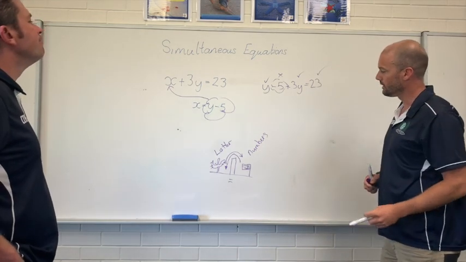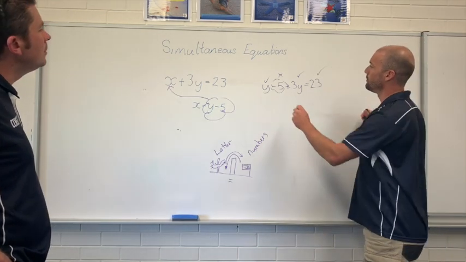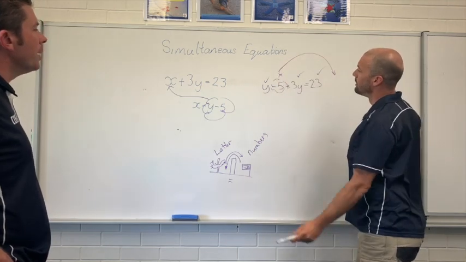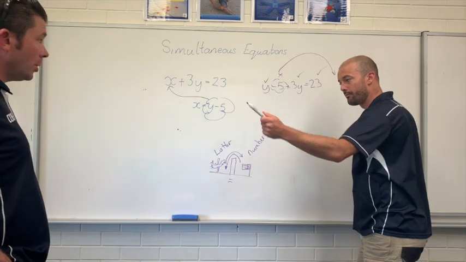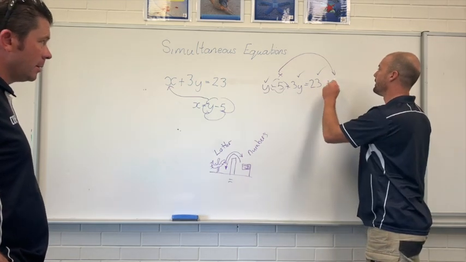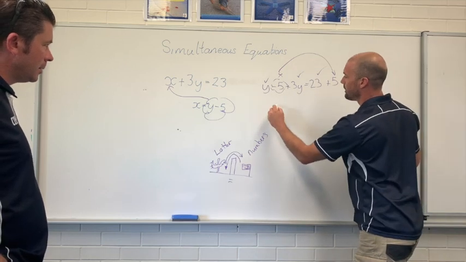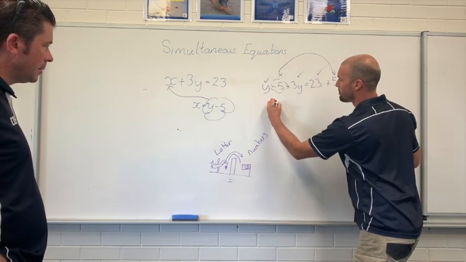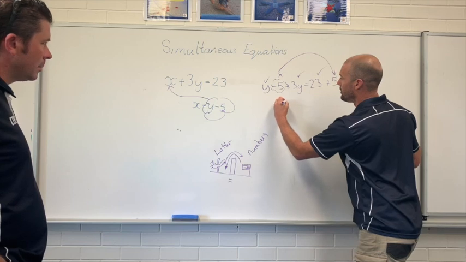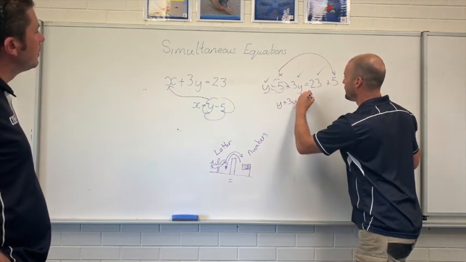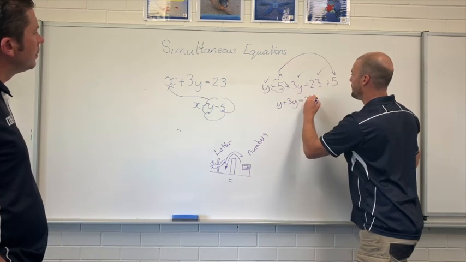Cool. So now we've got to deal with this negative 5, so he becomes a border jumper. Jump on the border. So negative 5 would become? Positive 5. Well done. Now we'll write it out again. Now the 5 jumps: y plus 3y equals 23 plus 5.